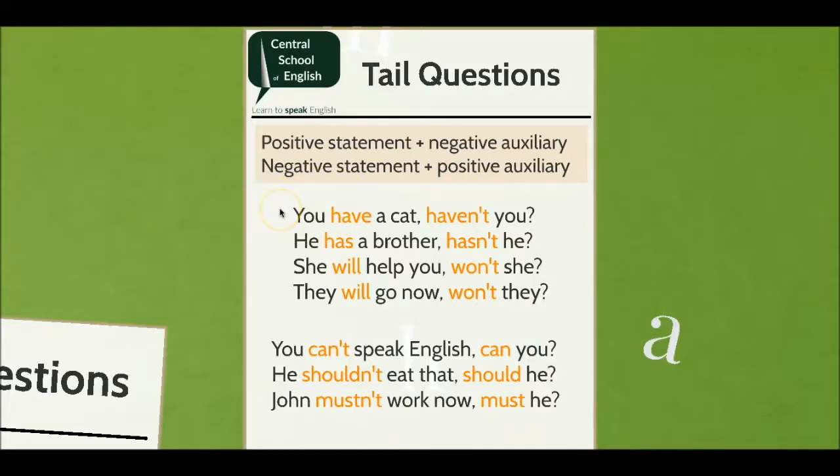"You have a cat, haven't you?" "He has a brother, hasn't he?" "She will help you, won't she?" "They will go now, won't they?" In these first four examples, we can see that the statement was positive, therefore the tail question was negative.